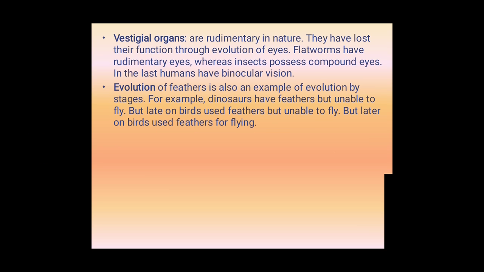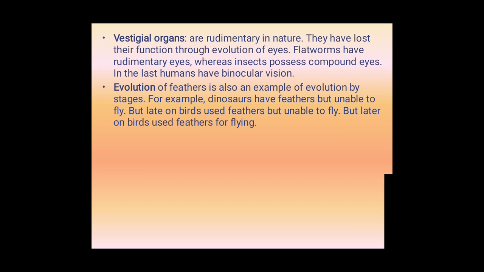Next, come to vestigial organs. What do you mean by vestigial organs? Vestigial organs are rudimentary in nature. They have lost their function. There is no function through the evolution of eyes. Flatworms have rudimentary eyes, whereas insects possess compound eyes, and humans have binocular vision. There is no use of this organ. That's why we call them vestigial organs.